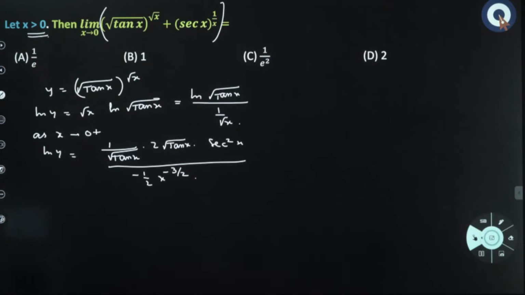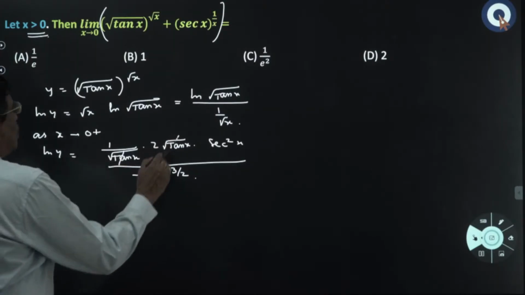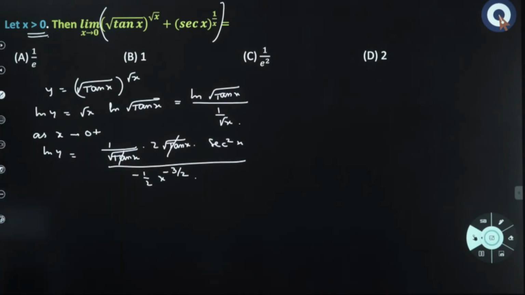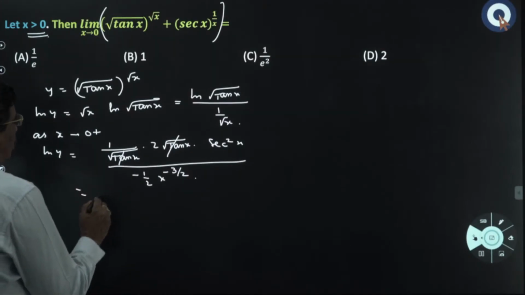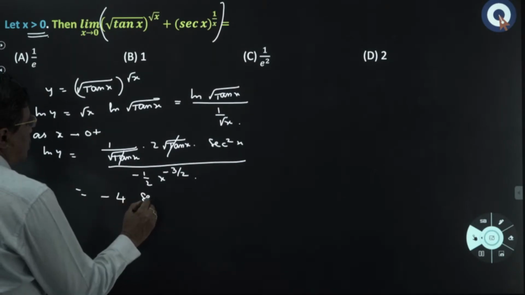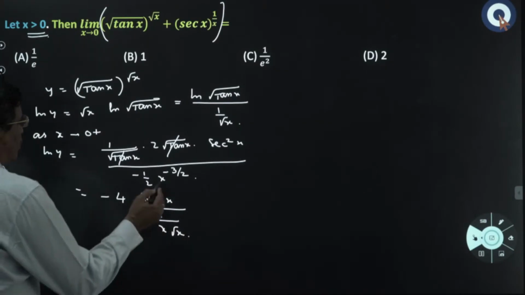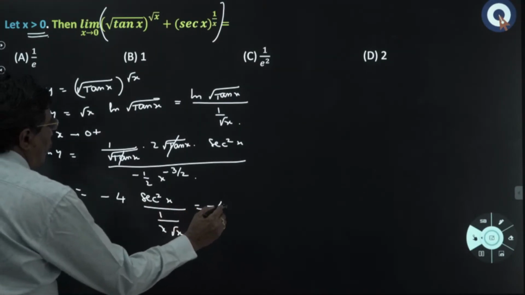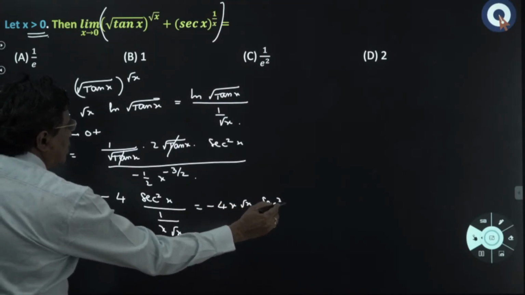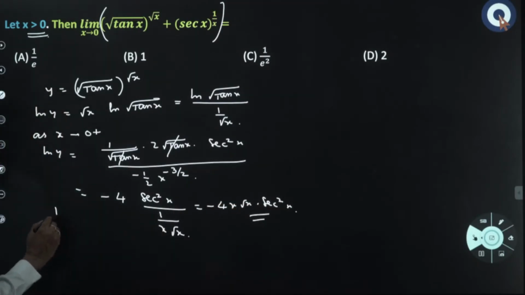As x tends to 0, you can just cancel this, and this is secant square x by 1 by x root x. So as x tends to 0, how much will this become? This is minus 4 secant square x by 1 by x root x, so this will go up, therefore minus 4 x root x into secant square x. As x tends to 0, this will go to 0. So you have log y is equal to 0, or y is equal to e power 0, which is 1. This is the first part.